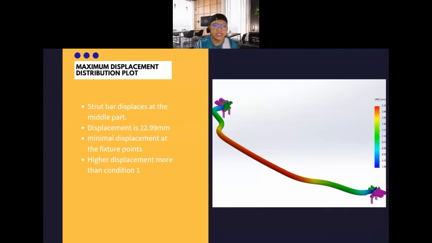This is logical as the fixture points are threaded into the strut bar and do not allow it to displace at that location. We can also say that the maximum displacement value is much higher in condition 2 than condition 1 as the bar experiences more vertical force in condition 2.